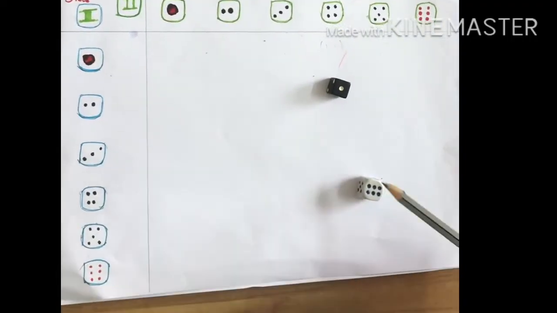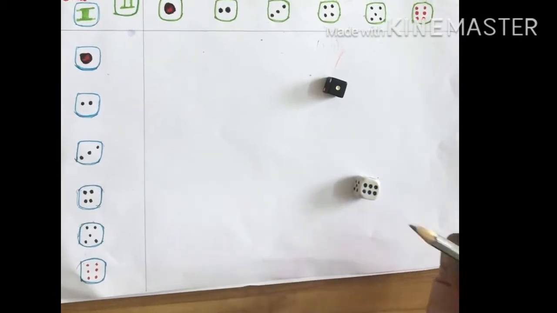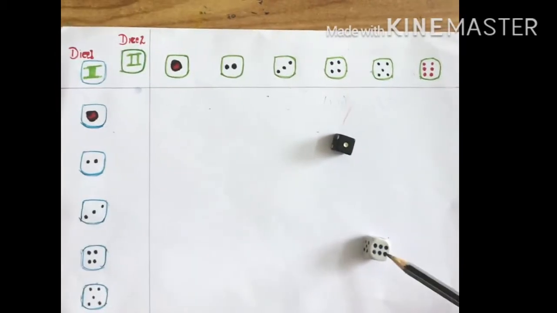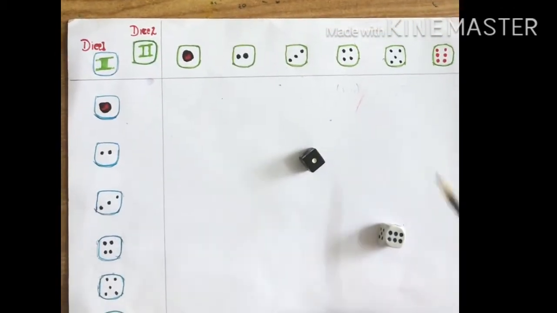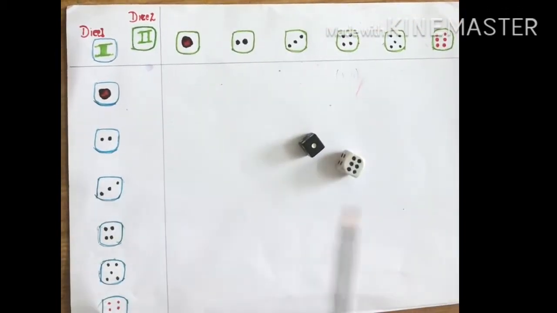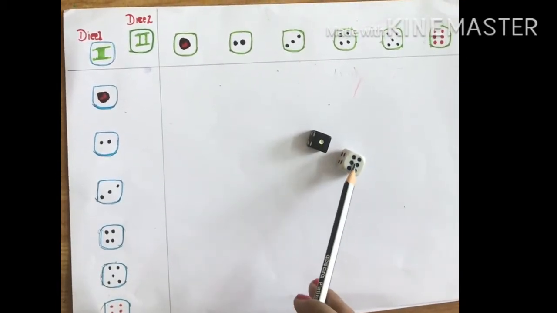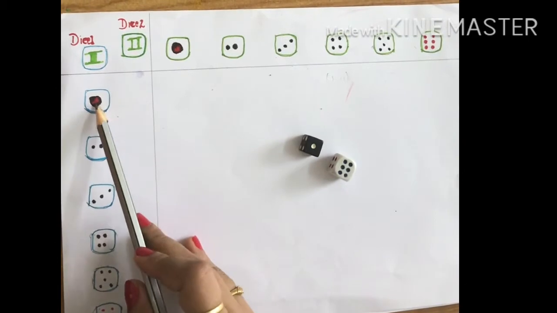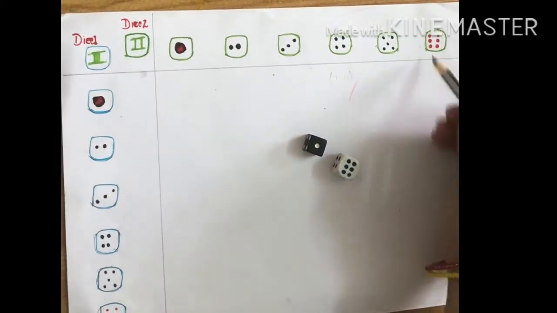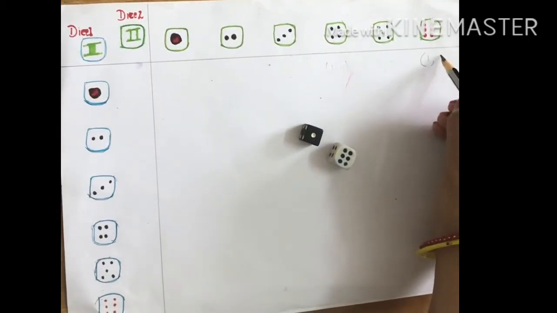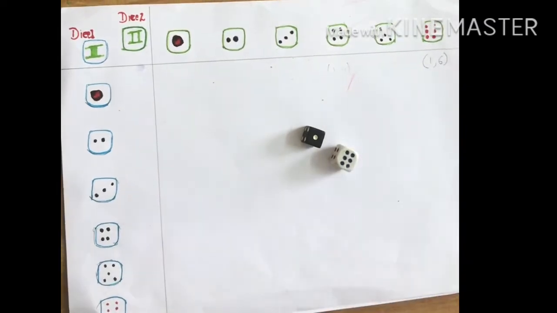When we throw 2 dice, we get the total possible outcomes as 36. Let us see. Now once I have thrown the dice, let this be the first dice and this be the second one. Okay, so I have got the number, first dice 1 and second dice 6. So where I will write, this is one of the possible outcomes, 1,6.